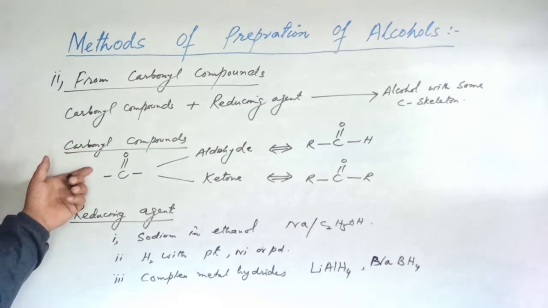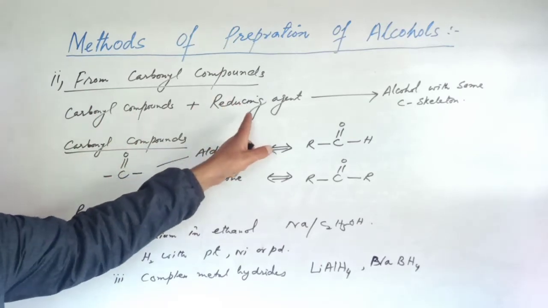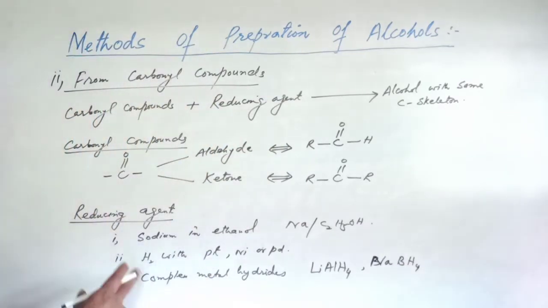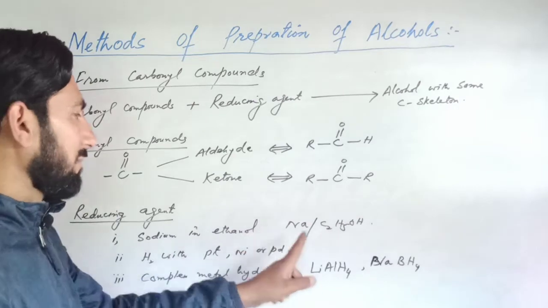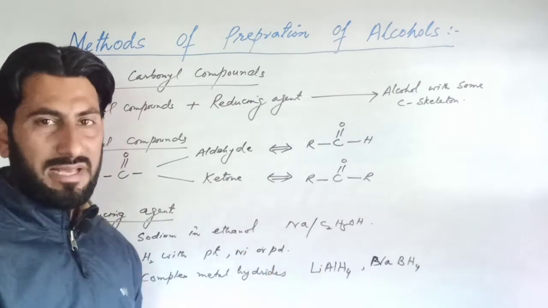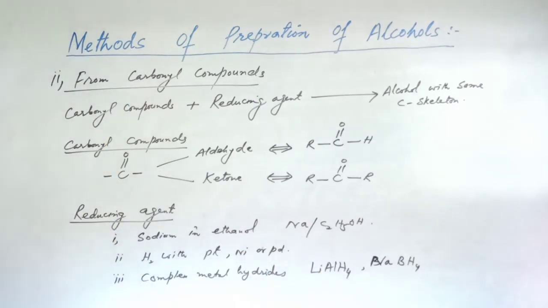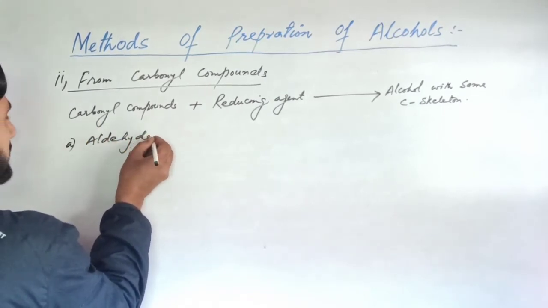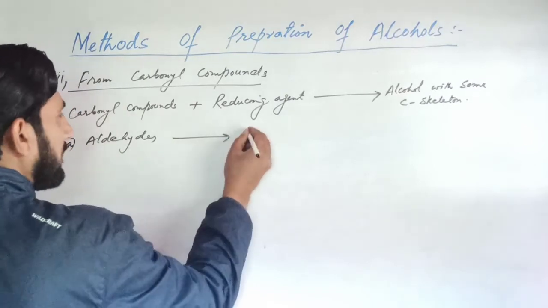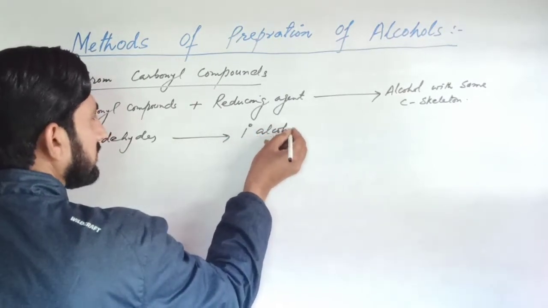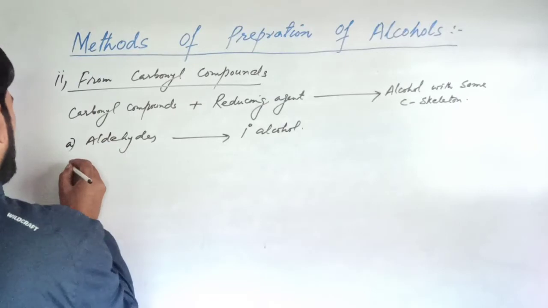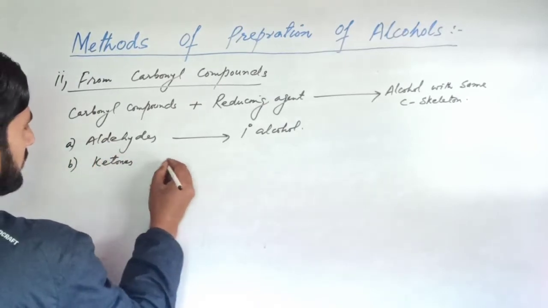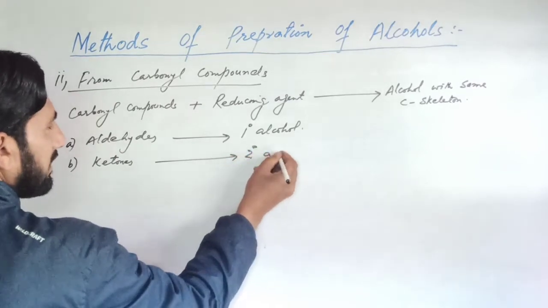Carbonyl compound is reduced by using a reducing agent to form alcohol with the same carbon skeleton. Sodium in ethanol is now replaced by the metal complex hydride. Aldehyde gives primary alcohol on reduction, whereas ketones give secondary alcohols on reduction.